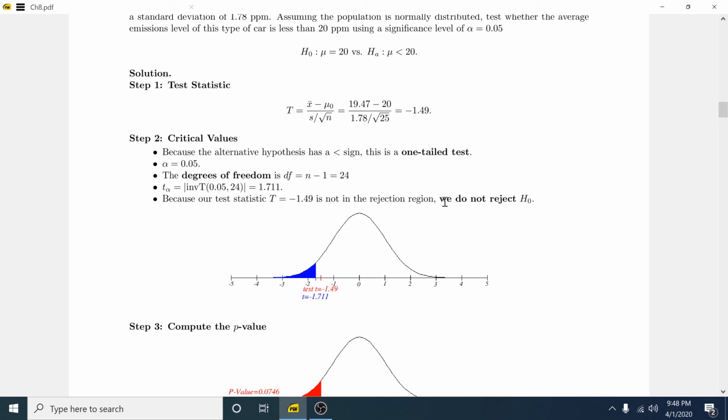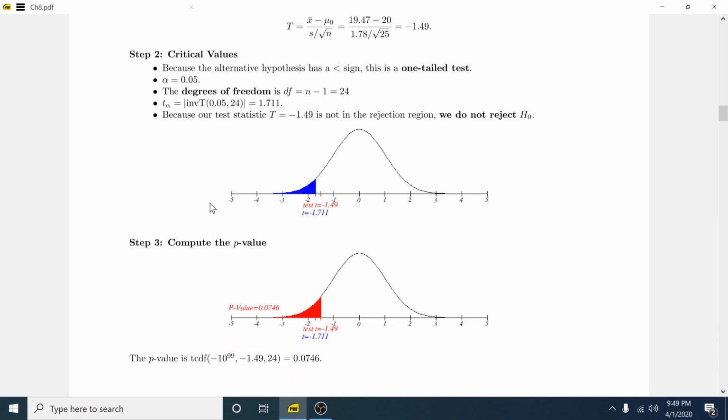So what happens when you don't reject H0 is you really don't have a strong decision either way. You don't have a strong decision against H0, but you also don't have a strong decision in favor of H0. And that's why you don't want to say things like accept the null hypothesis. You will sometimes see books that do that, so just fair warning, but that's not a good practice to get into. Okay, but let's go ahead and move on to step 3 and compute our p-value.